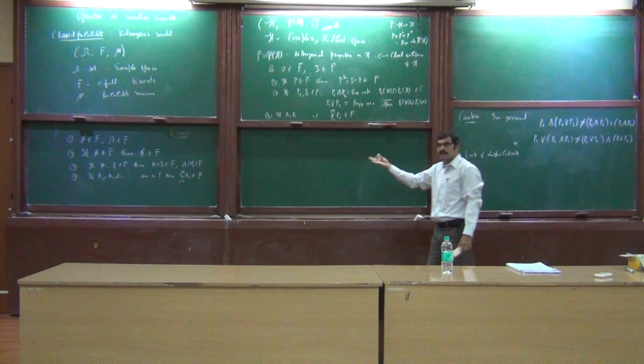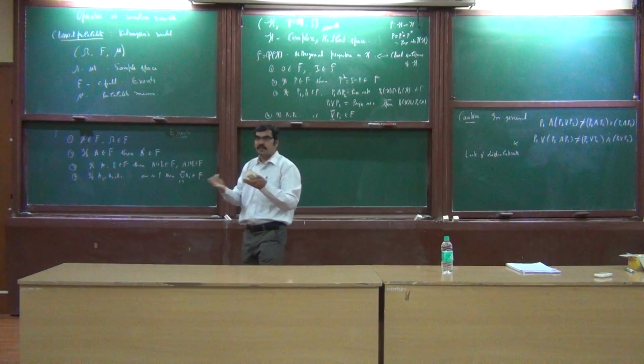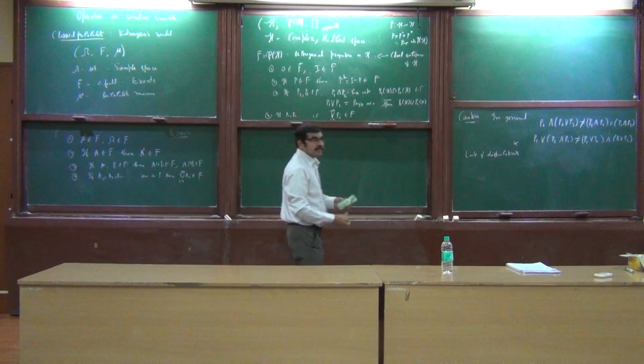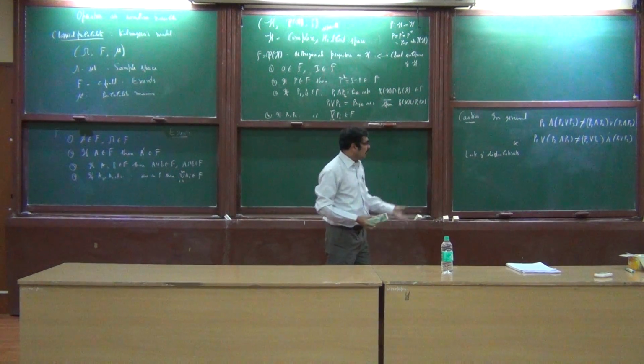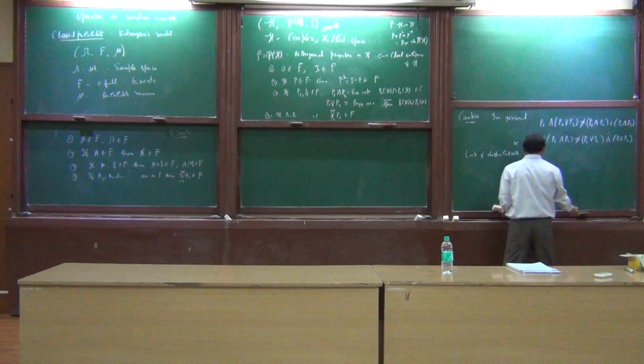For sets, we always have this distributivity between intersection and union, whereas that is not the case here. Okay? Simple example.